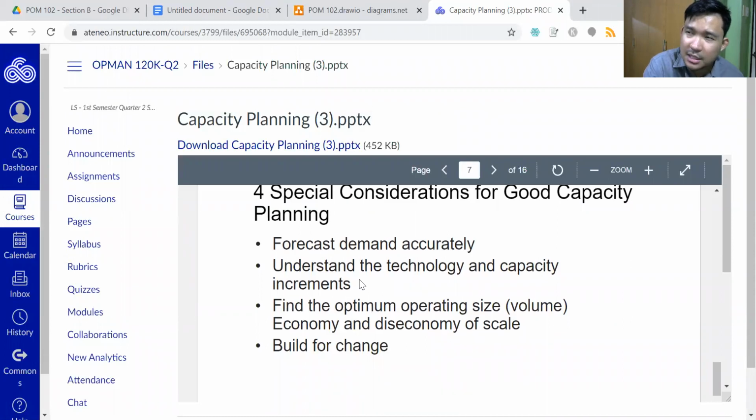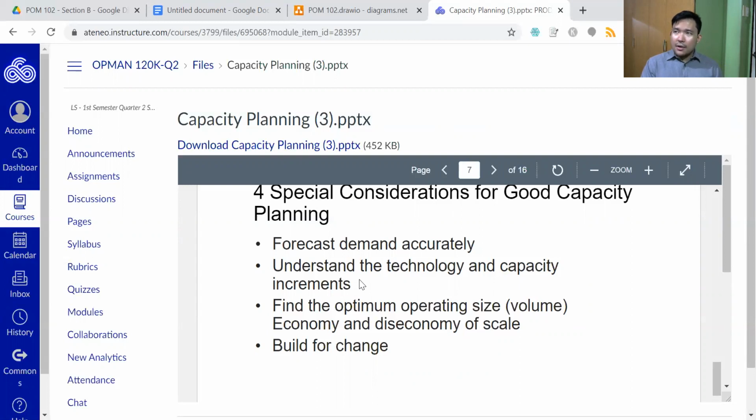So this means that when you're improving that process with capacity, with technology, or maybe adding more machines, you have to know how much more capacity it will add to your process. Next is find the optimum operating size, volume, or the amount of output your process can produce: economies and diseconomies of scale. One of the things that I hope you learned from economics is economies and diseconomies of scale. This is very much dependent on volume.